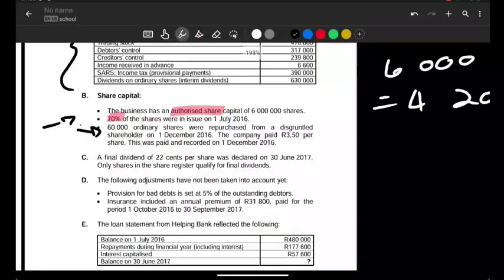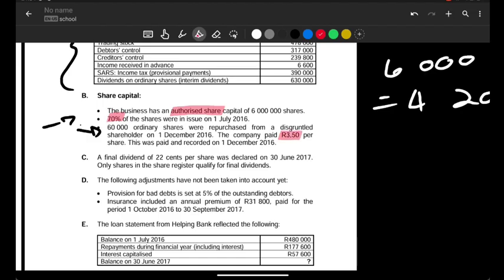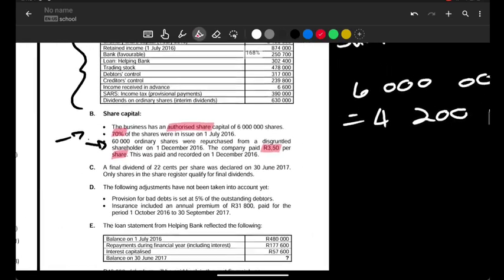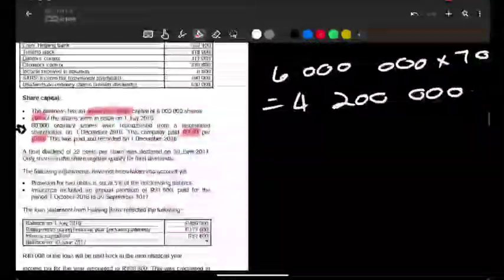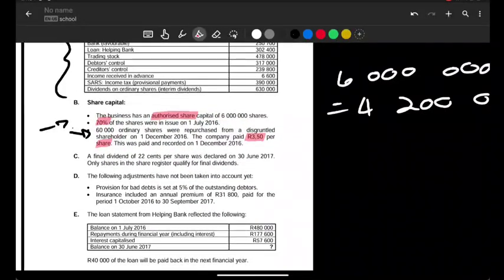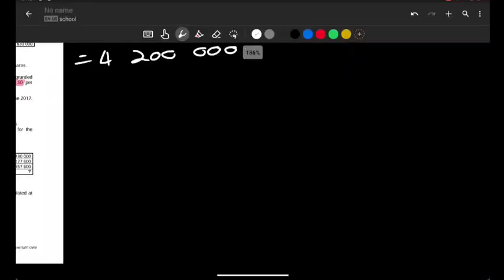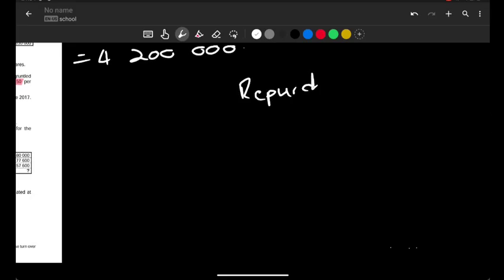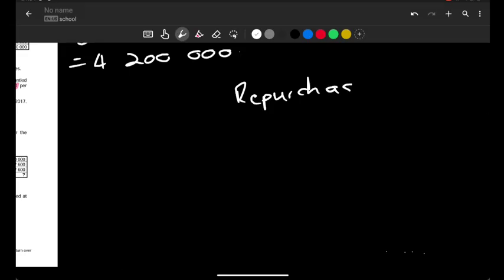Here they tell us that 60,000 ordinary shares were repurchased from a disgruntled shareholder on 1 December 2016. The company paid R3.50 per share. This was paid and recorded on 1 December 2016, meaning that now we have to figure out how much. Remember, when shares are bought back, when the company repurchases shares, we repurchase shares at an amount, right?